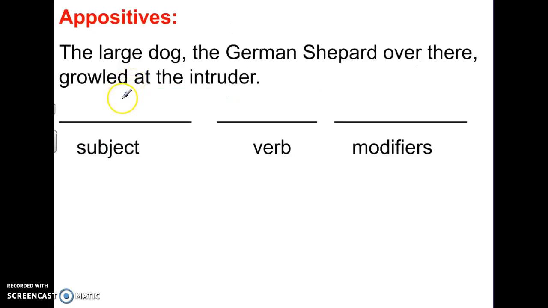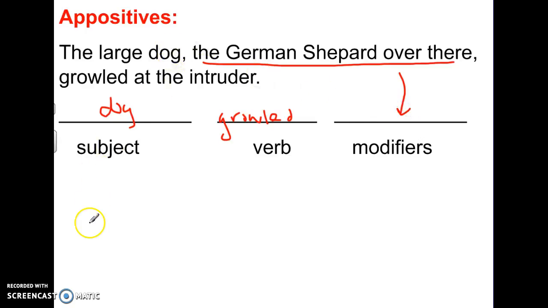The large dog, the German Shepherd over there, growled at the intruder. Dog is the subject. Growled is the verb. And the German Shepherd over there is an appositive phrase clarifying which dog you're talking about. Go ahead and do the last sentences and check your answers.